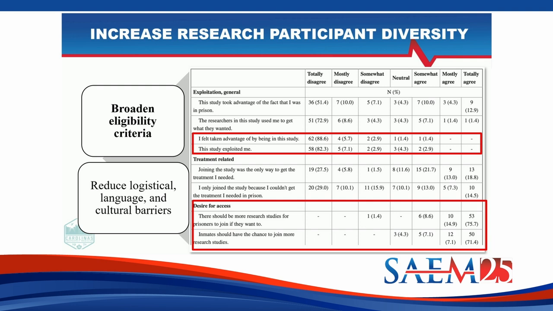Then they asked about desire for access. There should be more research studies for prisoners to join if they want to. Inmates should have the chance to join more research studies. Look all the way over here, totally agree, 70%. So are we actually doing more injustice by trying to protect these communities?